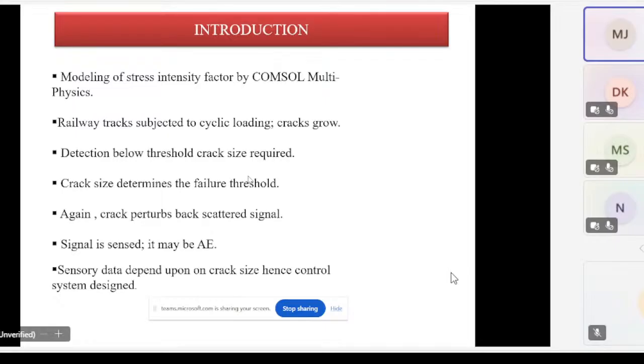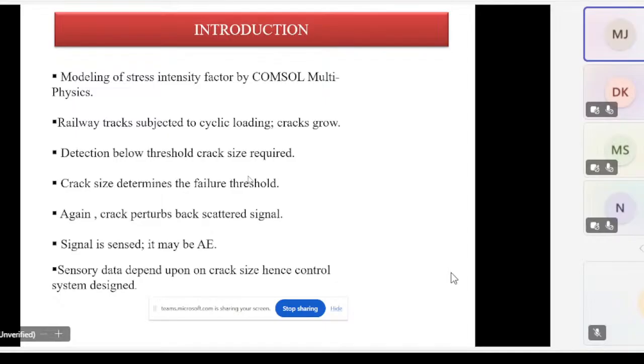Who will tell you? I will tell you what the Paris law will ultimately say. Right now I am going to describe it. Now, the crack size ultimately determines the threshold, because once the crack reaches or exceeds the threshold size, the crack propagation becomes catastrophic. It will not obey any rule, and the component gets fractured.